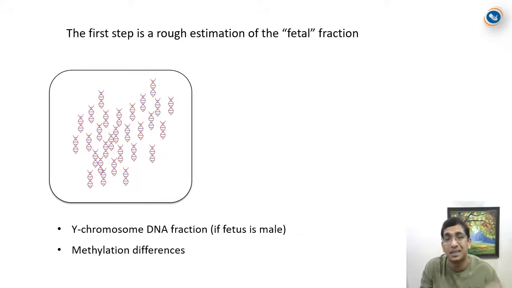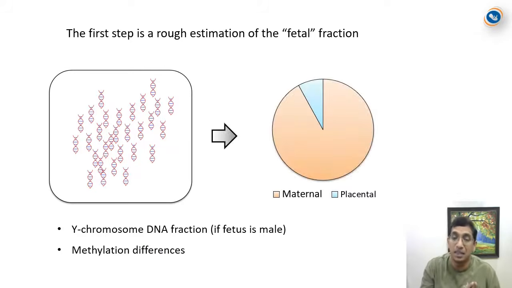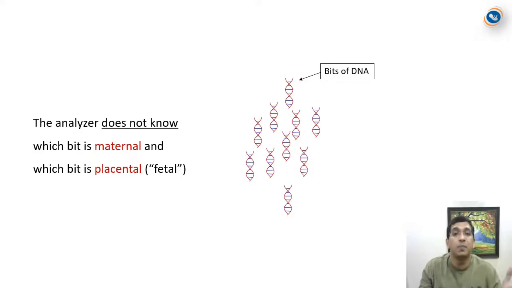Also, they have found that the placental DNA and the maternal DNA have some methylation differences, that is, the amount of methyl groups present in that DNA, and based on that a rough estimation can be made as to what percentage of the cell-free DNA is maternal in origin and which part is placental in origin. But very importantly, as I said in the beginning, the analyzer does not know which of those bits is maternal and which is placental or fetal, because all DNA looks the same.